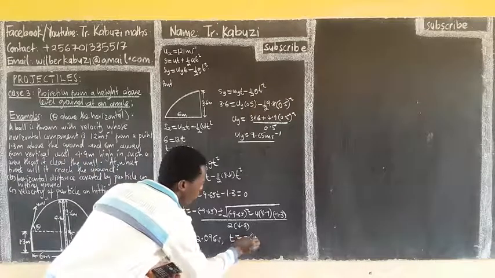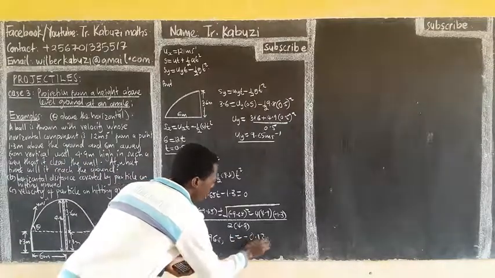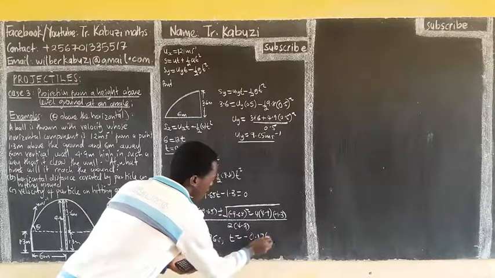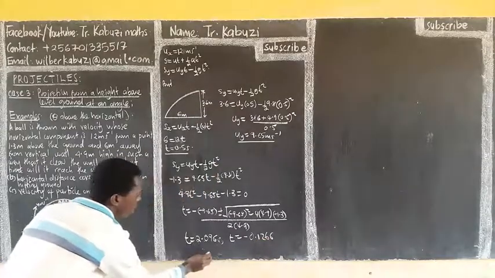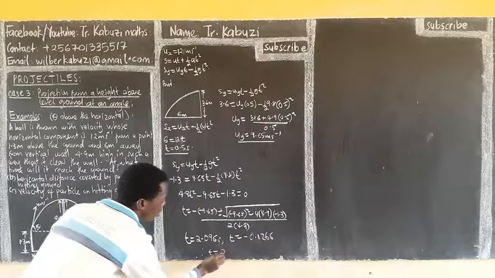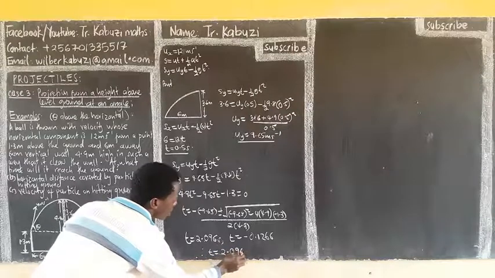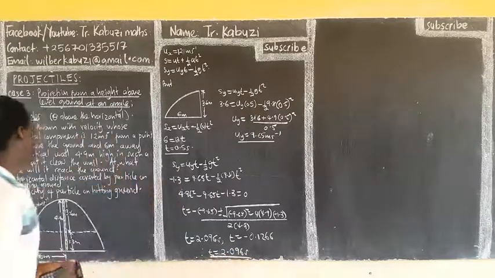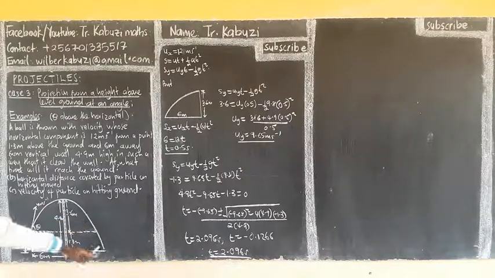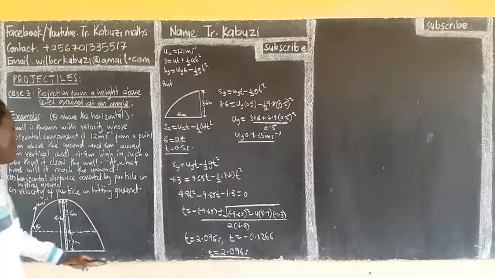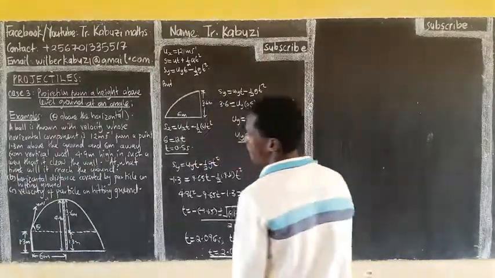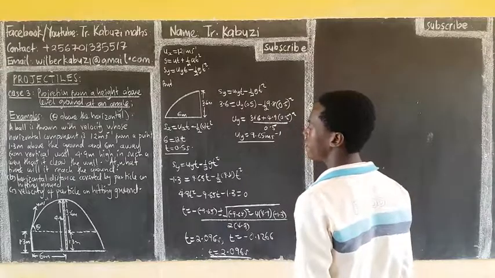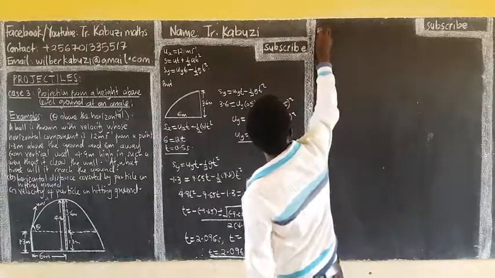and the other one, we get negative 0.1266, and therefore our time will be 2.096 seconds. So meaning the particle comes from here up to here, it's going to use 2.096 seconds.